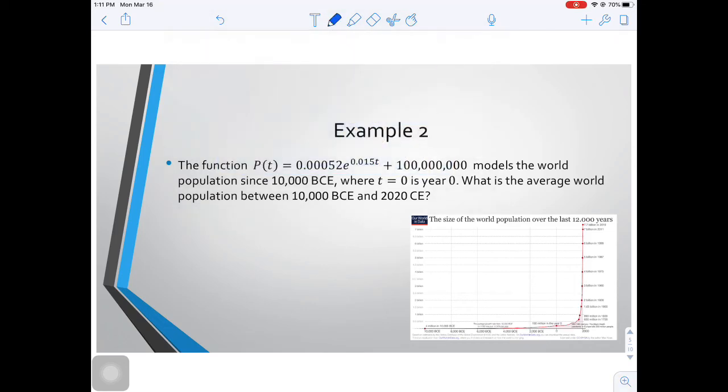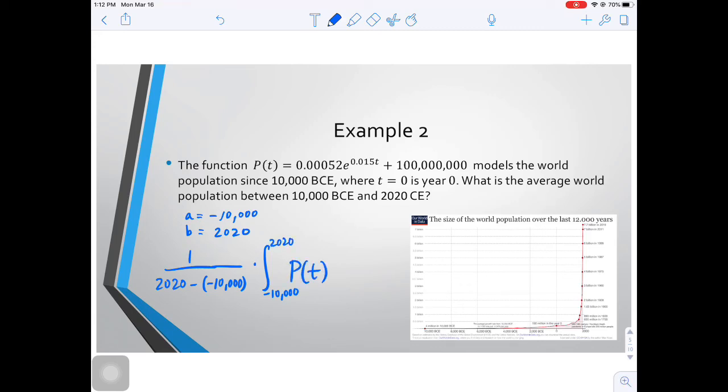To calculate that, we need to first figure out what A and B are. A is the year 10,000 BCE, but that's 10,000 years before year 0, so we're going to think of that as negative 10,000. And B is this year, 2020. So we're going to do 1 over B minus A, so 2020 minus negative 10,000, times the integral from A to B, negative 10,000 to 2020, of our function, P of t dt. I'm not going to rewrite it. I'm just going to type it into my calculator. So once again, give me a moment.